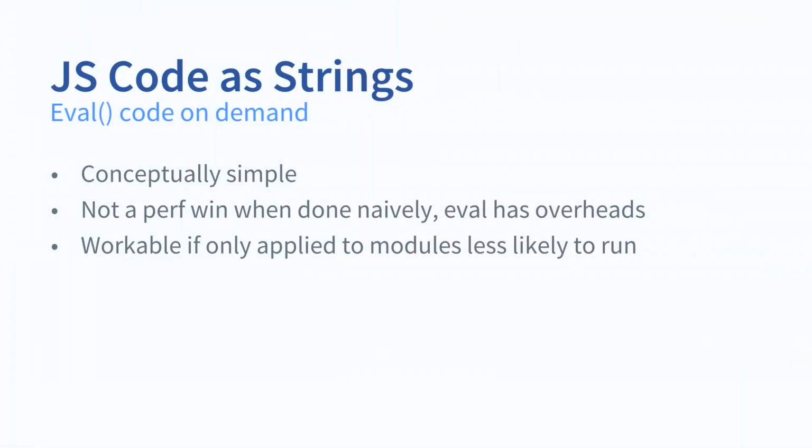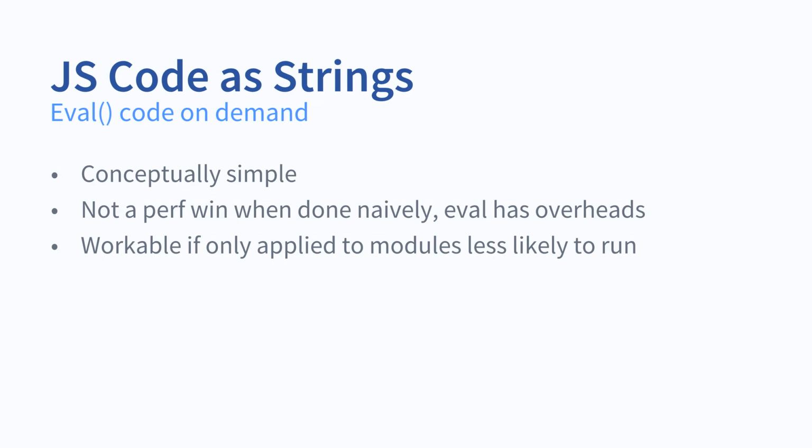And you basically just have an eval on demand. You replace your function bodies with an eval. So you defer parsing. So that's ugly for a lot of reasons. Eval is a security threat. Eval interferes with caching of bytecode. And we actually found it's not a perf win when it's done naively, which kind of surprised us.